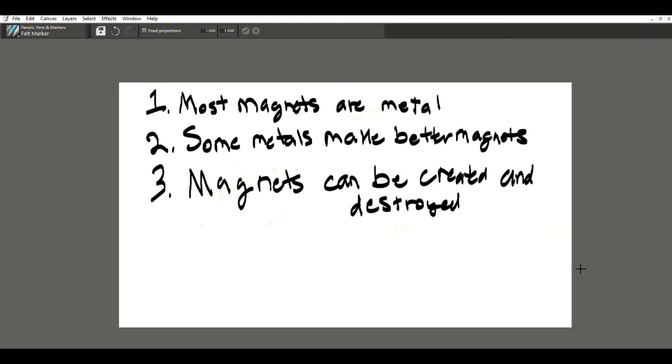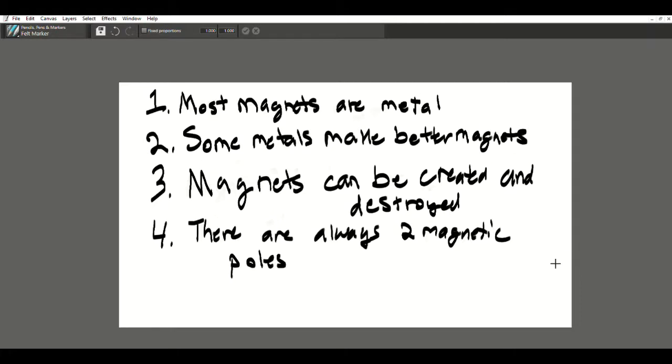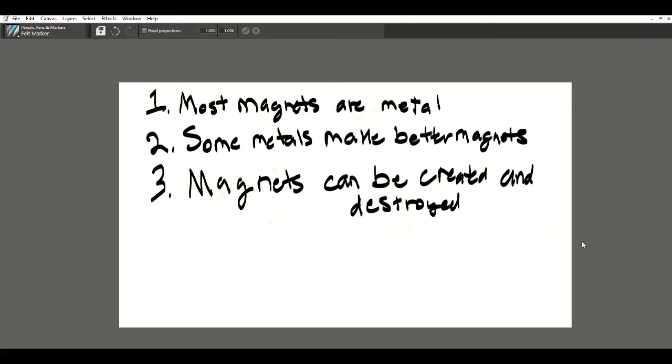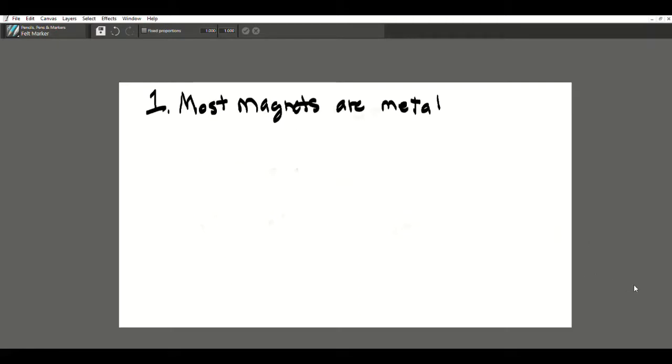Now, magnets themselves, these permanent magnets like the bar magnet I was using, can also be created and destroyed. It's just a little more challenging, and we'll talk about both of those things. Point number 4 is that there are always two magnetic poles, and this actually is really important scientifically. It's something that was argued about for a very long time. First off, we're going to talk about point 1, which is that most magnets are metal.